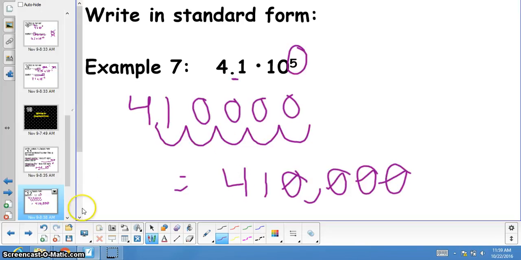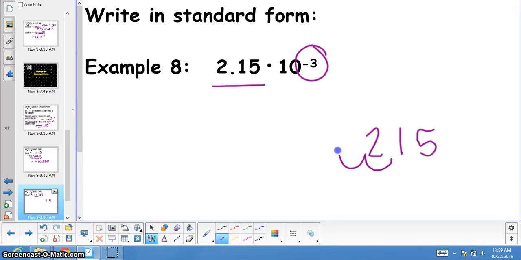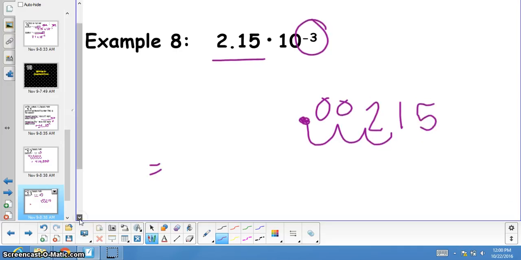Let's take another example. 2.15 times 10 to the negative 3 power. Again, taking my first number and just writing it down, not including the decimal. The decimal's there, but it helps me know which direction to move along with the exponent, which is -3. So which direction am I moving, guys? Yes, to the left. 1, 2, 3, and I want to include the decimal, and I'm filling in with 0. So my new number is 0.00215.